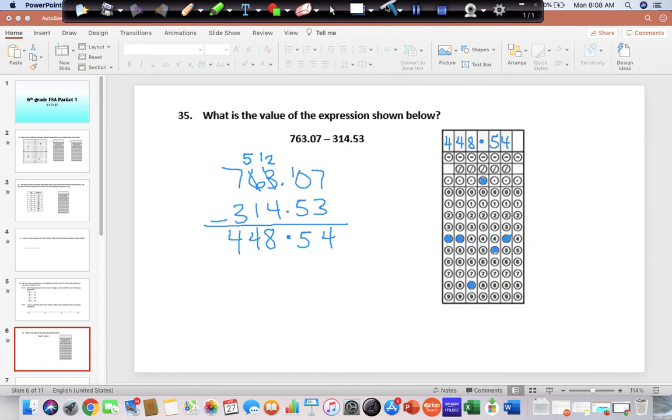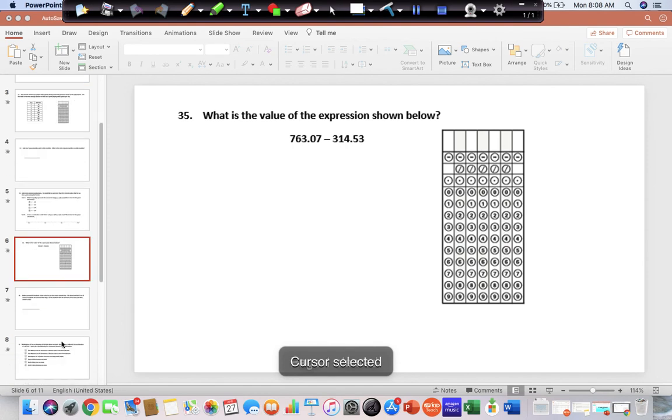Because sometimes on those FSA or state assessments, what gets us is the bubbling in, not necessarily that you got the numbers wrong. But if you bubble them in incorrectly, then you would get the answer wrong, and we don't want that.